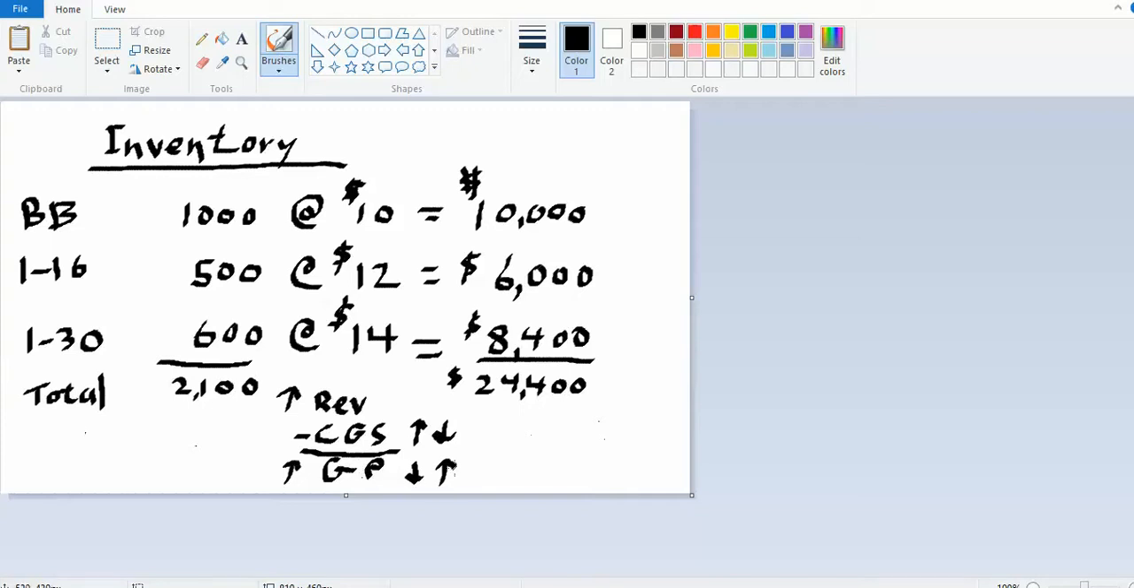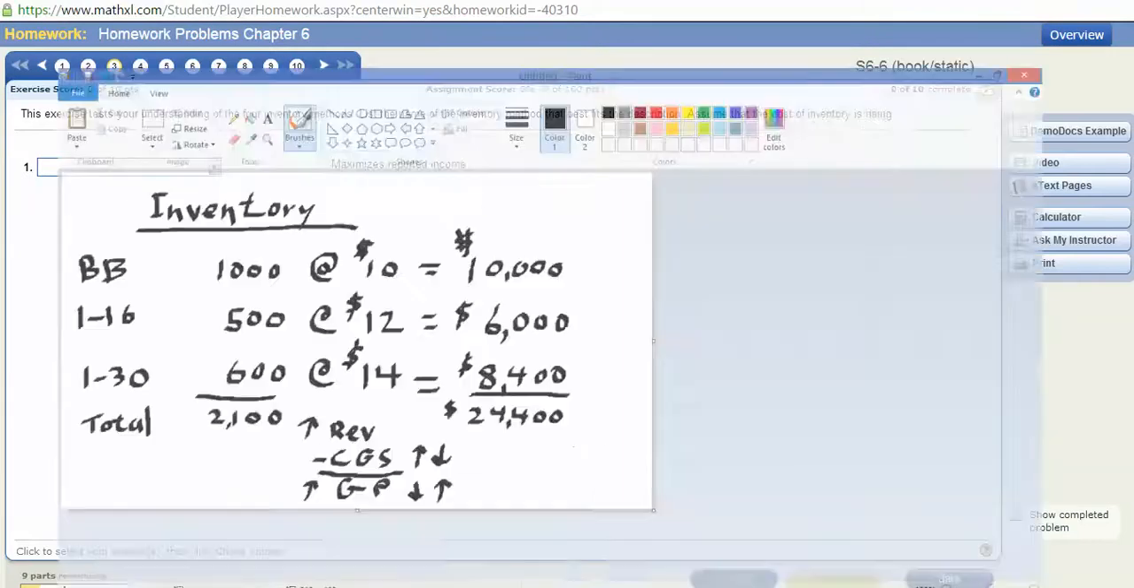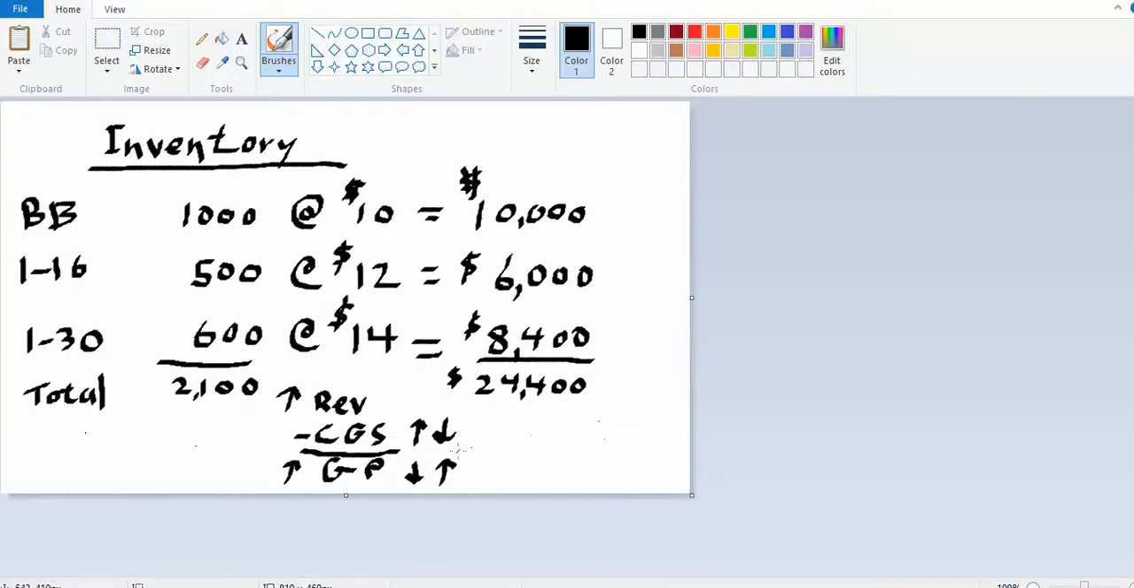Well, here we obviously see we have revenue. Revenue will be maximized, but this is not asking about revenue, it's asking about inventory method. An inventory method has everything to do with cost of goods sold. So the question is, if you want gross profit to be as high as possible, you want cost of goods sold to be as low as possible, because low cost of goods sold gives you high gross profit, otherwise known as reported income.